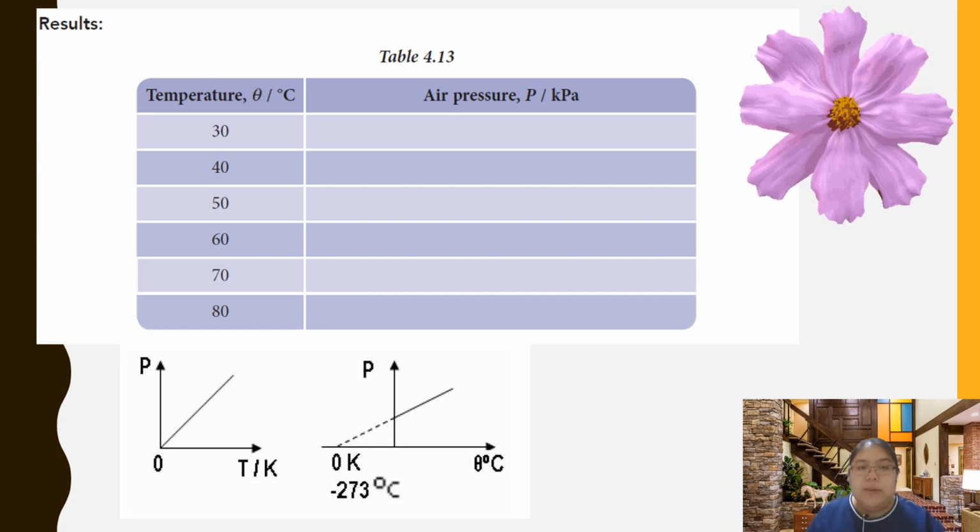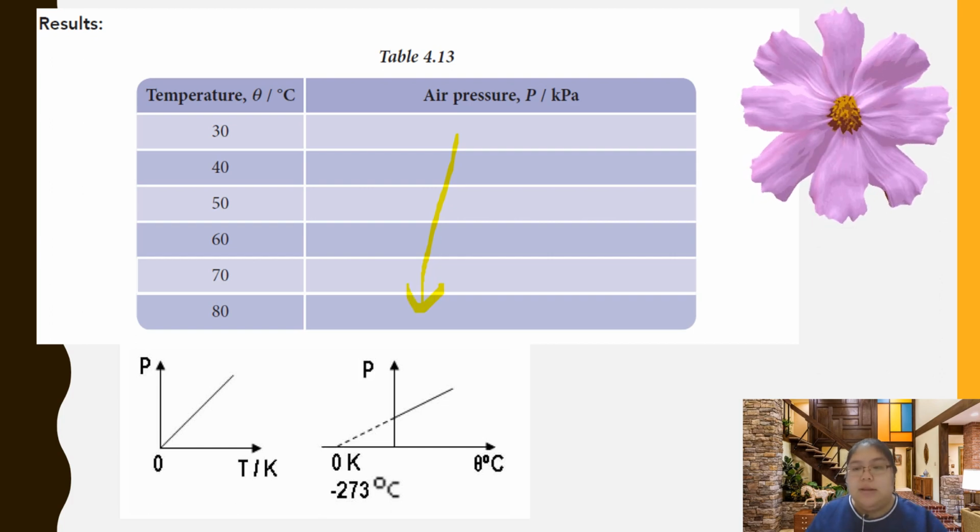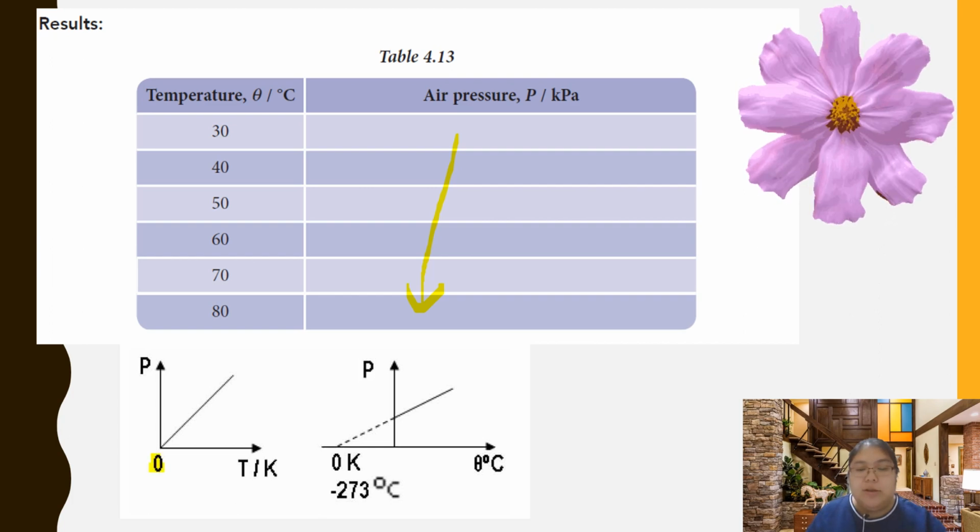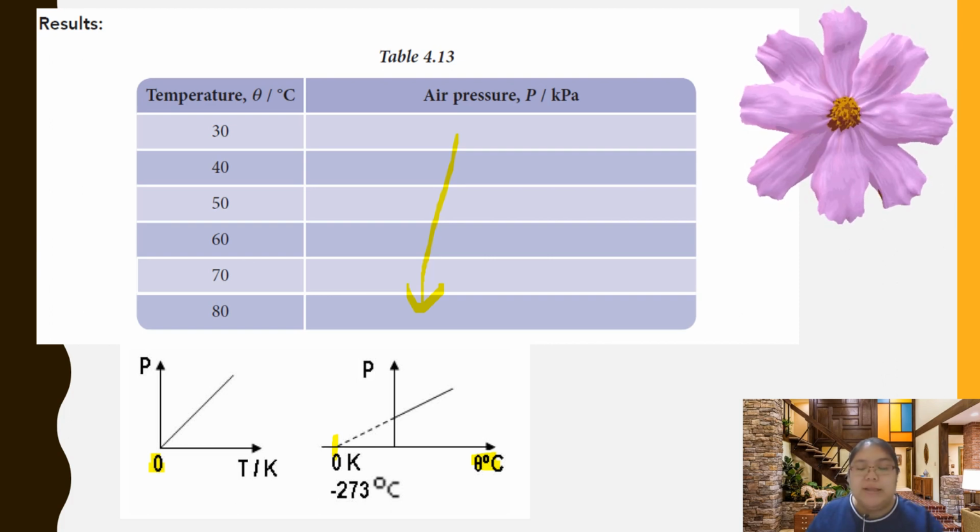Let's see the table. We have two columns, temperature and air pressure. When the temperature increases, you find the air pressure also increases. Now we go and see the graph. Another graph: pressure versus temperature. Using absolute temperature, the graph passes through the origin. If I still use degrees Celsius, the graph increases linearly. When you extend the line backward, it cuts at negative 273 degrees Celsius, which means zero Kelvin, absolute zero.